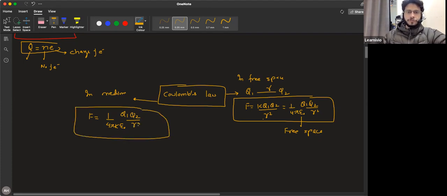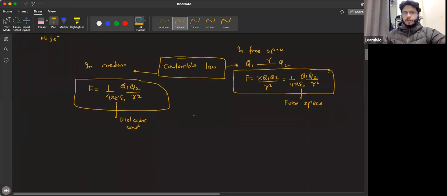This is the expression of force, where K is the dielectric constant of the medium. So if your charges are placed in free space, we use the first expression. But if your charges are placed in some medium, we use this expression where K is the dielectric constant. These two expressions, one in free space and one in medium, are valid for two charges only.